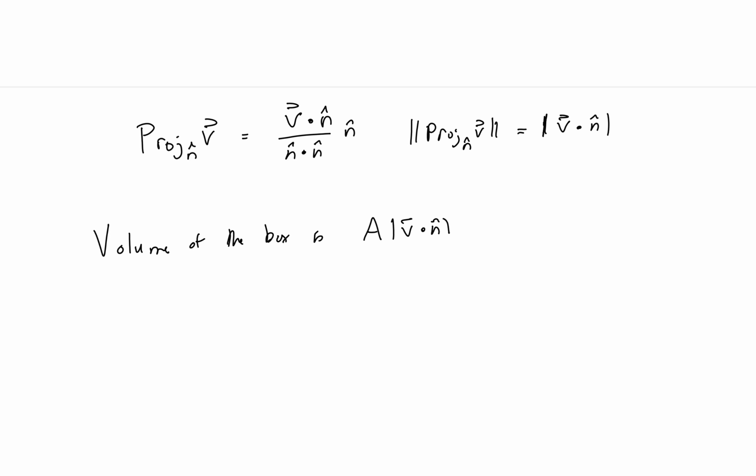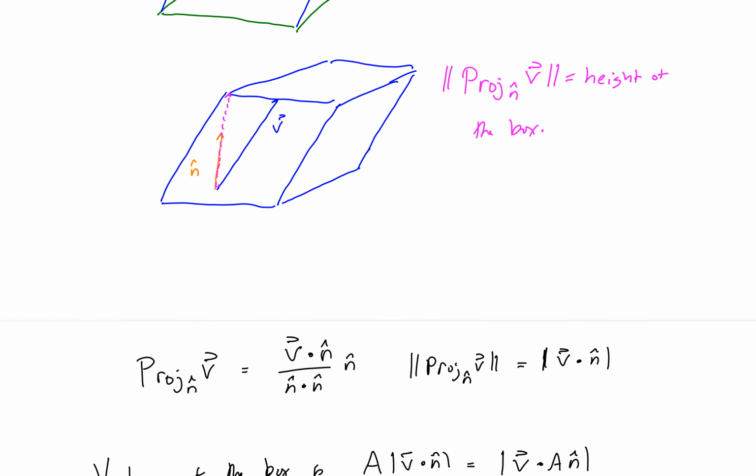If we wanted to, we can bring that A inside, and write this as v dot A n hat. Often we'll write this A n hat as just a vector A. And in that case, we see the volume is v dot A. And so that gives me the volume of this box.